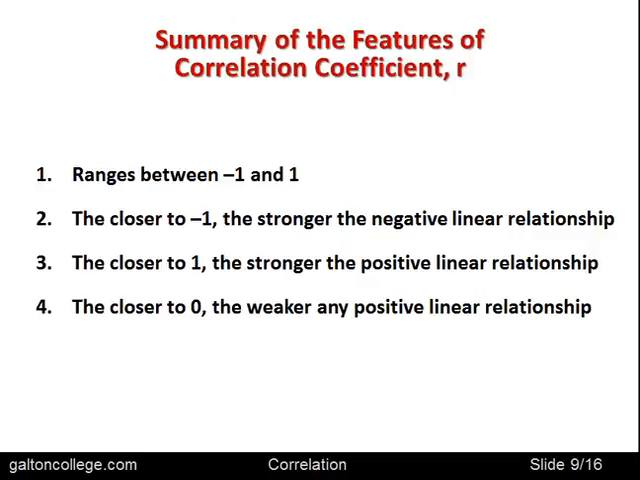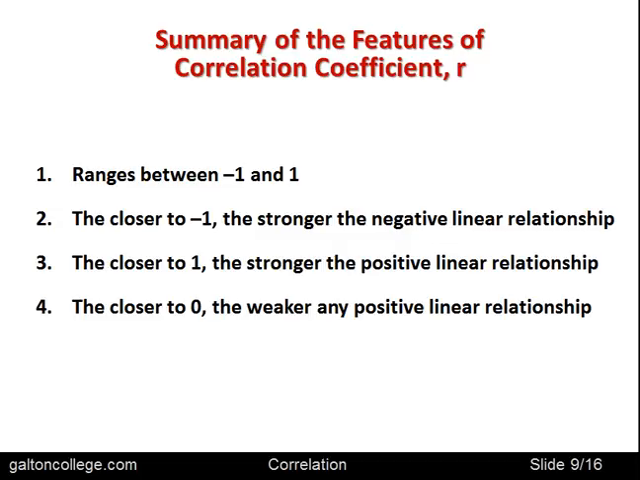So the summary: the correlation coefficient varies between -1 and 1 inclusively. So it can include -1 and it can include 1. The closer to -1, the stronger the negative linear relationship. The closer to 1, the stronger the positive linear relationship. The closer to 0, the weaker any linear relationship.